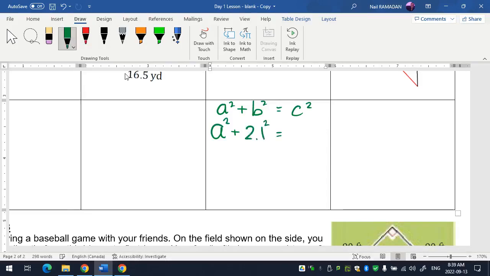Equals what? What's C? Come on. 5.15. All right. Okay, let's plug in some numbers. We've got cell phones, we've got calculators here. So 2.1 squared is 4.41 equals 5.15. What is it, like 26 point something? Well, it's got to be more than 25. 26 point? Oh, 5,000?